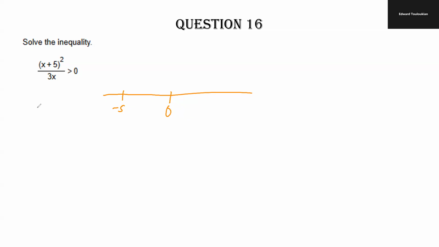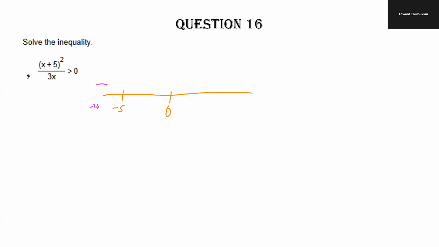All right, so let's look at our regions now. If I look at something down here like -10, no matter what I plug in here, -10 is going to be squared. So this is going to be positive on the top. In the bottom, if I plug in -10, that's -30, so that's negative. A positive divided by a negative is a negative. Okay, so this is obviously not going to be greater than zero if it's negative.